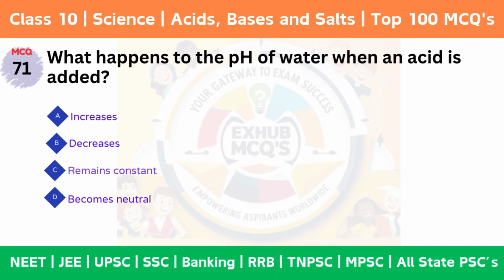MCQ 71. What happens to the pH of water when an acid is added? Option A, increases. Option B, decreases. Option C, remains constant. Option D, becomes neutral.